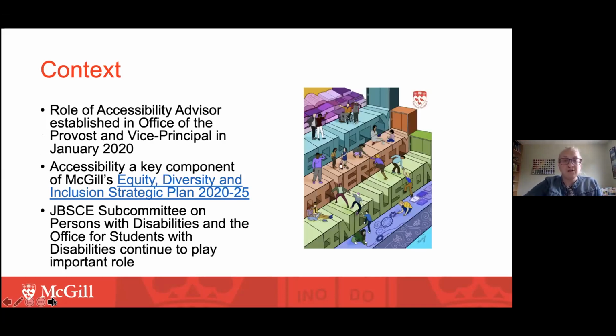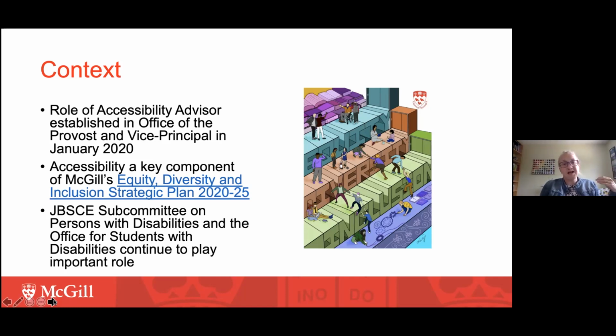So just so everyone's aware, the role of Accessibility Advisor was established in the Office of the Provost and Vice Principal in January 2020, just about a year and a half ago, before many of our lives were completely thrown for a loop with the coronavirus being declared a pandemic in March. The reason it came about is that there were many different pieces and layers to creating this role. So I want to recognize the labor that people who have been at the university for decades have contributed.